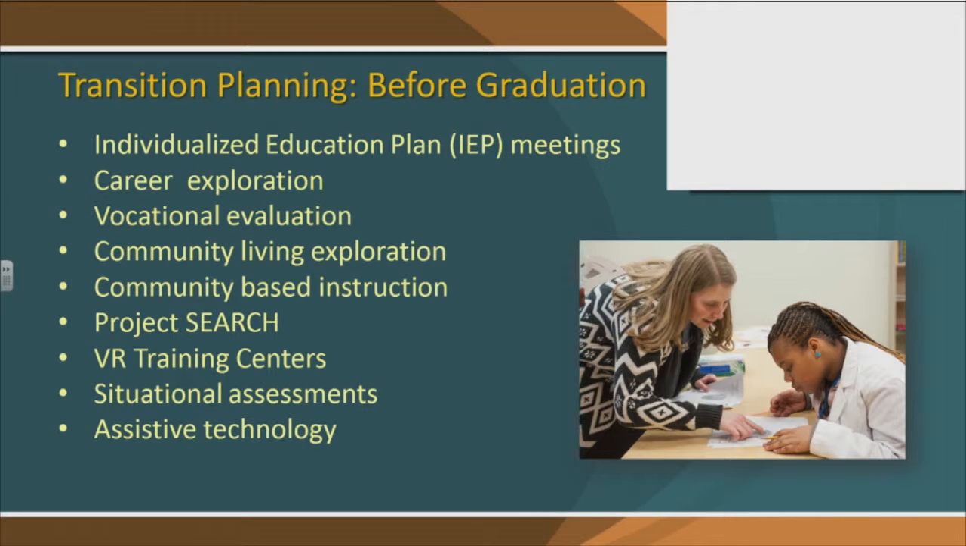We also can look at doing vocational evaluations, which are more paper-pencil tests that look at interest inventories to kind of figure out what you could be matched up to in regards to working. Community living exploration: we know most students after high school want to continue to live with their families, but there are some that would like to explore independent or maybe even semi-independent living situations and branch out on building their level of independence.